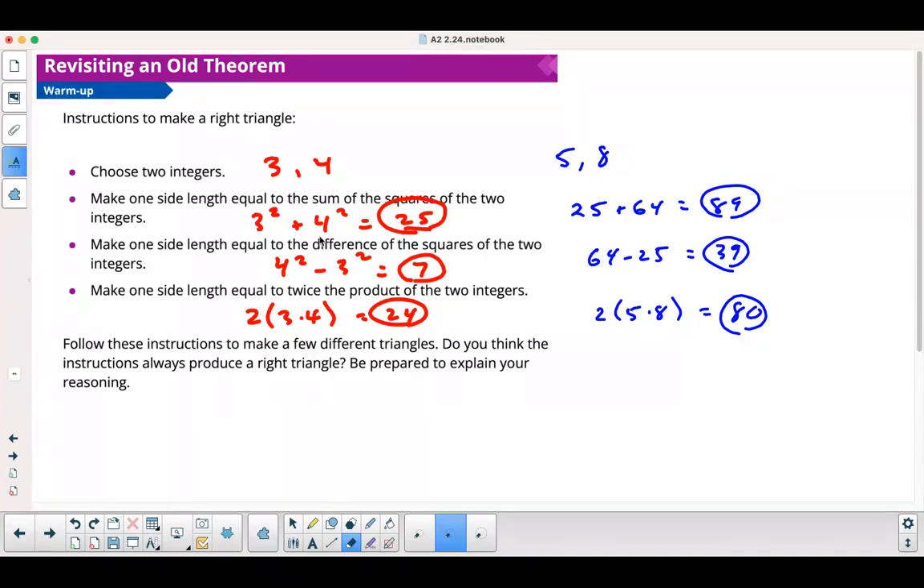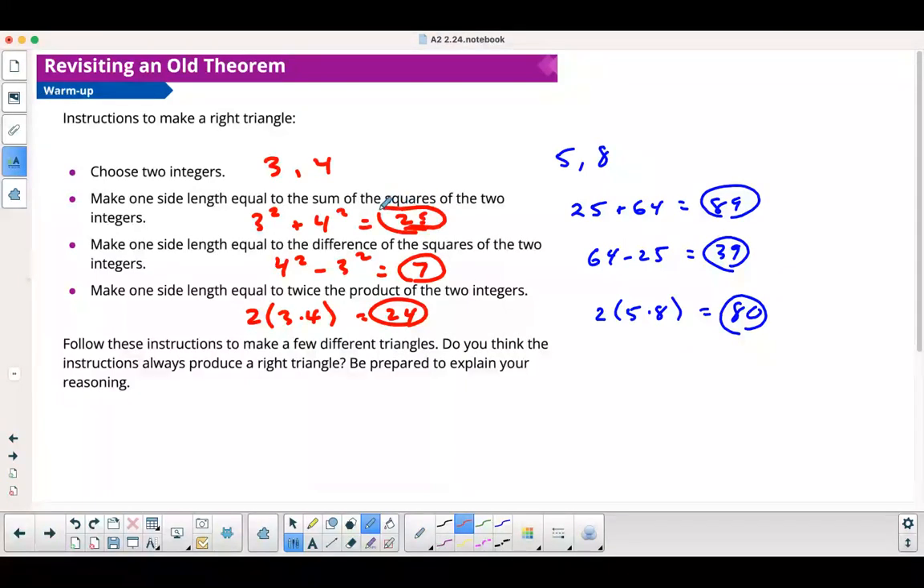I already did a little bit of this to speed things up. Here are some instructions to make a right triangle. It says choose two integers. So I chose 3 and 4. Make one side length equal to the sum of the squares of the two integers. So I took 3 squared plus 4 squared and I got 25.